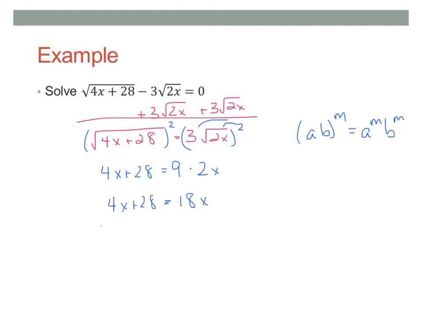And then to solve this for x, we'll just do a little bit of subtracting. 28 equals 14x. If you divide by 14, x equals 2.